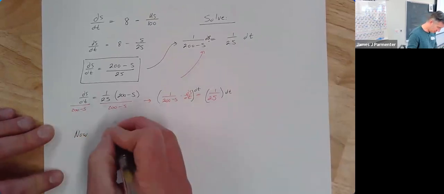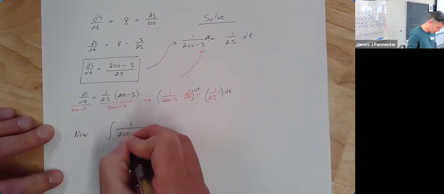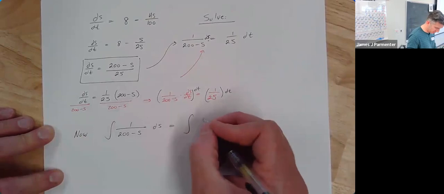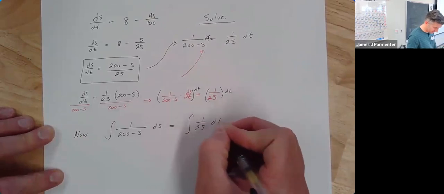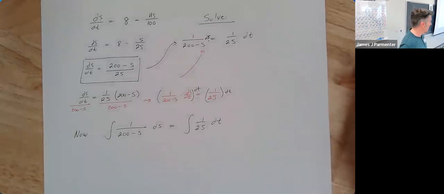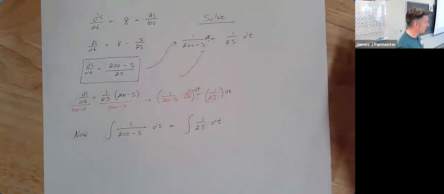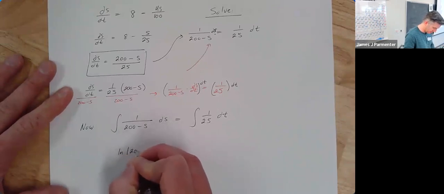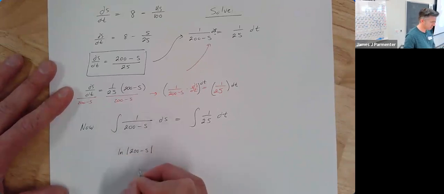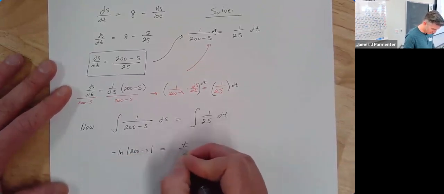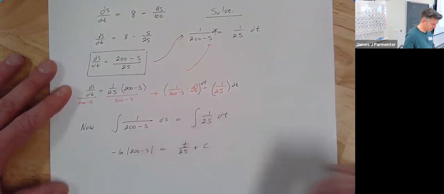Now we're going to integrate. So we get the integral of 1 over 200 minus s ds equal to the integral of 1 over 25 dt. Okay. The integral of 1 over s is the natural log of the absolute value of s. The integral of 1 over 200 minus s is similar, but not quite the same. It's going to be negative the natural log of the absolute value of 200 minus s, equal to t over 25 plus a constant.